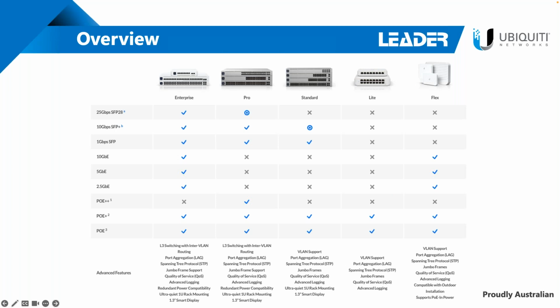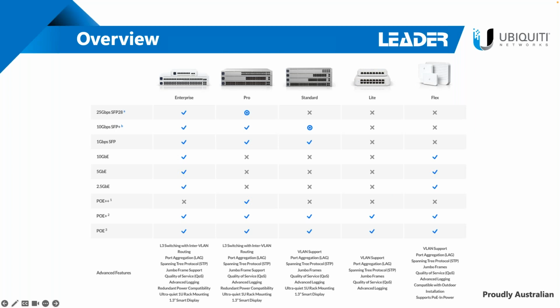Ubiquiti try to fill market gaps through the various product ranges, and each one of them pretty much has their own specific niche. Taking a look at the Flex series of devices, for example, they're quite powerful, small form factor little devices. They're typically designed for specific applications and use cases.